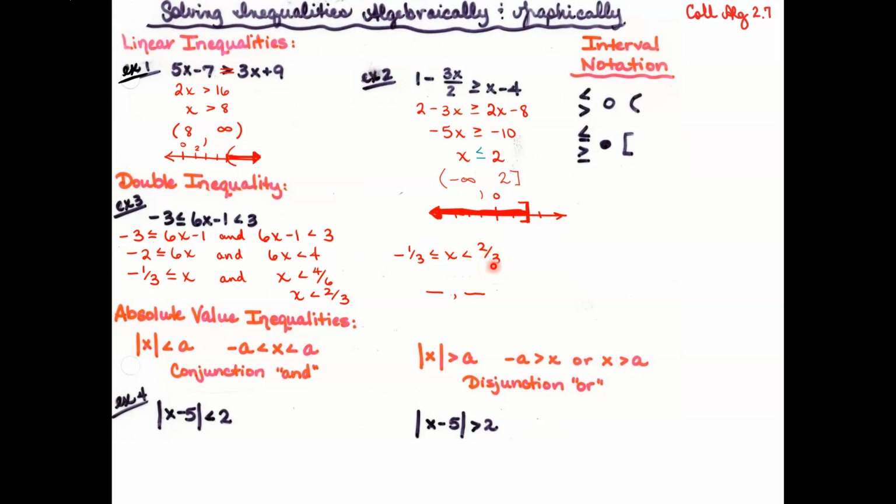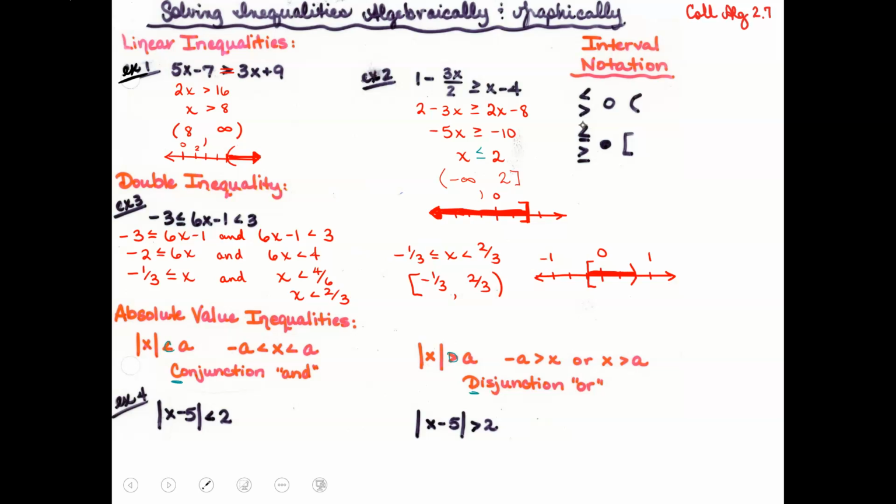All right, so for our interval notation, our lowest value is going to be negative 1/3. Our highest value is going to be 2/3. Notice that we are equal to the negative 1/3. So what are you going to put with that? A bracket. And then we are just less than, not equal to, the positive 2/3. So we'll use a parenthesis with that.